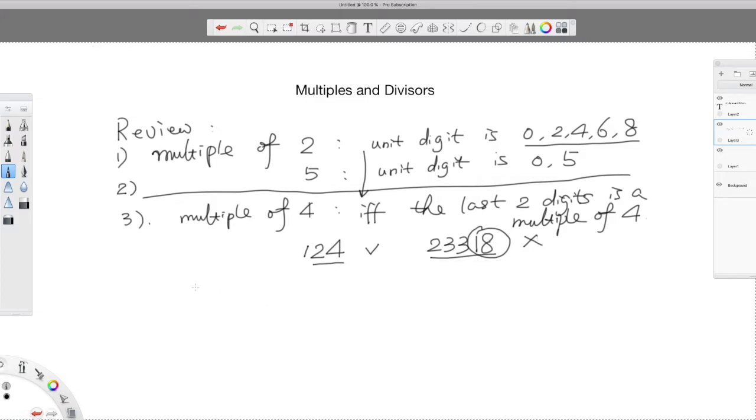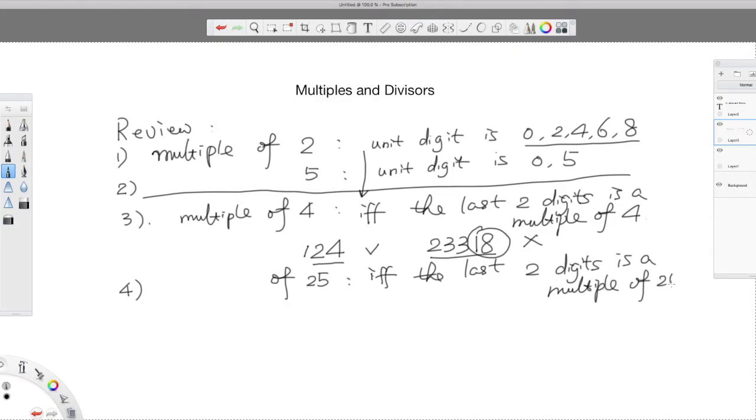This has a very similar property as the multiple of 4: the property of multiples of 25. A number is a multiple of 25 if and only if the last 2 digits are a multiple of 25. So you see that 4 and 25 are actually kind of twin brothers. They have exactly the same property.